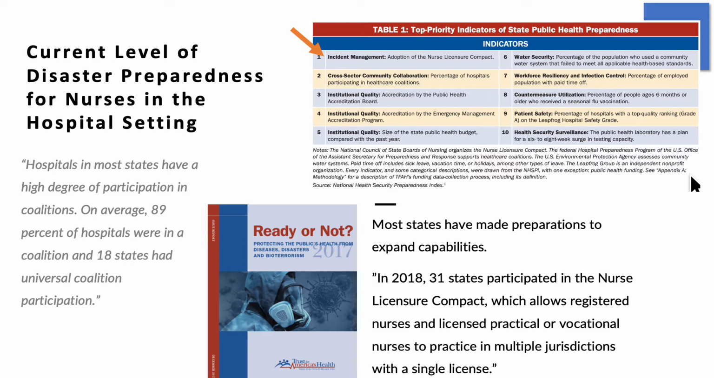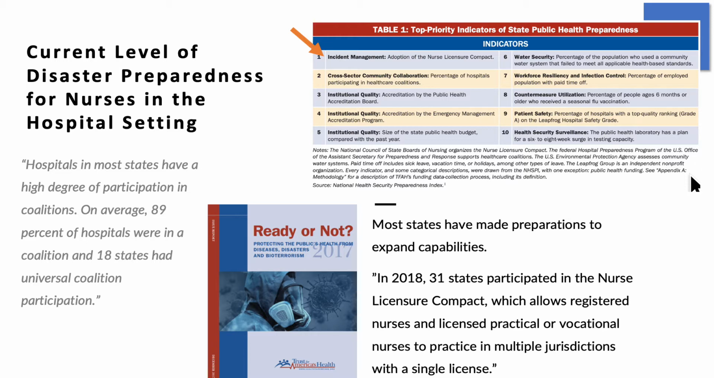We also need to think about our current levels of preparedness. And one of the ways is to look at the hospital settings. Many of you, as acute care pediatric nurse practitioners, might be working in a hospital setting. Hospitals in most states have a high degree of participation in coalitions. On average, 89% of hospitals were in a coalition, and 18 states had universal coalition participation. And what we know is that one of the top priority indicators of a state is health preparedness. And being involved in a coalition generally improves preparedness.